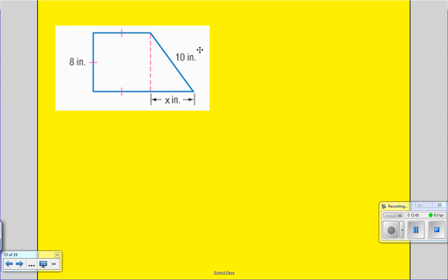Here's another one where we were given a composite figure. That's a square and a triangle together, and we're trying to figure out what this little section is. If we put this dotted line here that kind of cuts this into a square and a triangle, we know that all the sides of a square, and you can see that it's got the congruent marks here. You've got at least 3 congruent sides. That means the fourth is going to have to be congruent. So we know that this side is also worth 8 inches on that side.